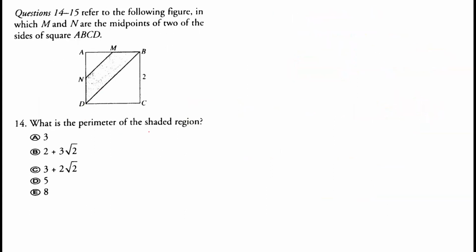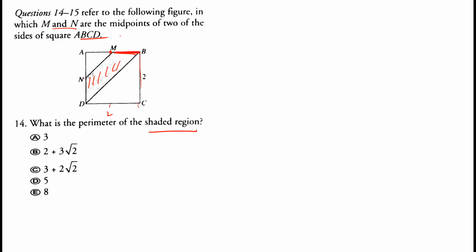Now, what is the perimeter of the shaded region? Questions 14 to 15 refer to the following figure in which M and N are the midpoints. So M and N are the midpoints of two of the sides of a square ABCD. So it's a square, so this side is 2, then this side is also 2. Okay, so what is the perimeter of the shaded region? So this is your shaded region. So we need to find out this length.